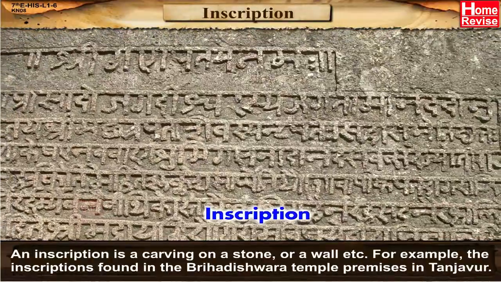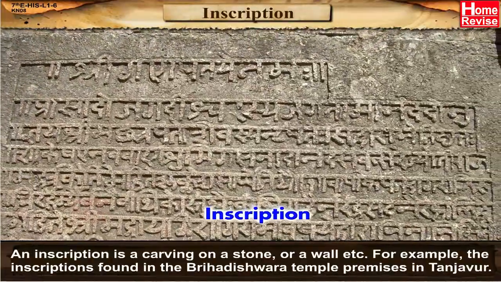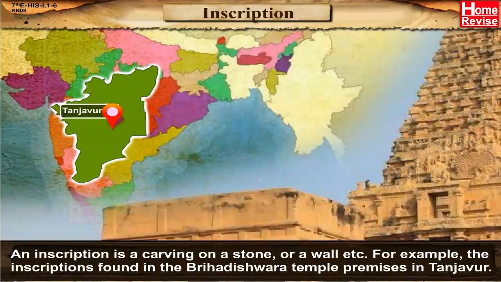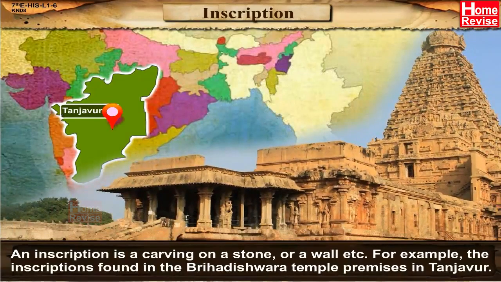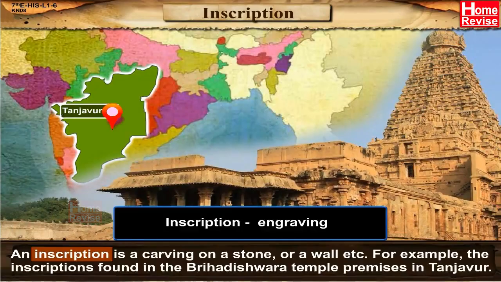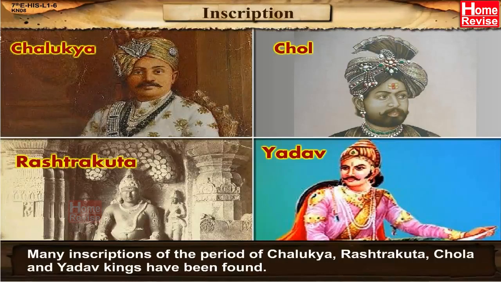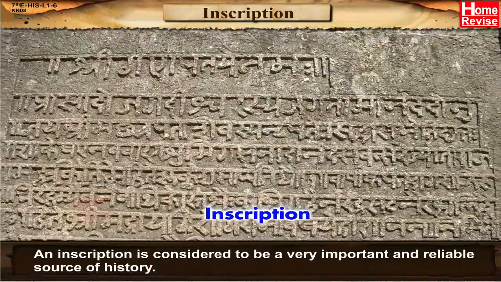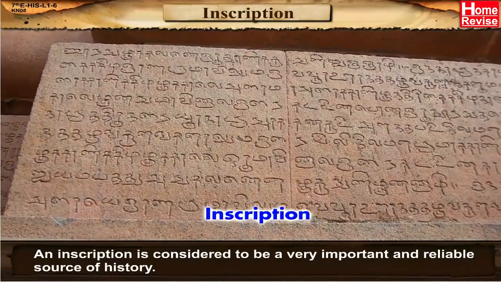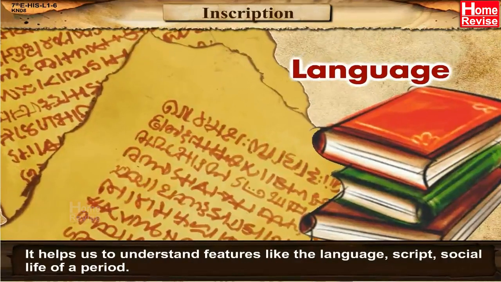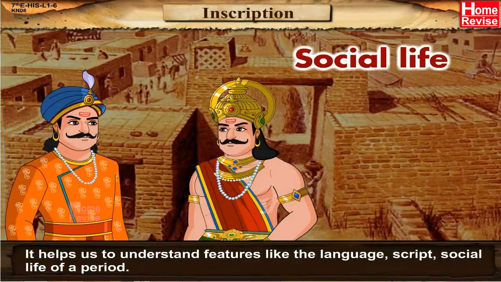An inscription is a carving on a stone or a wall, etc. For example, the inscriptions found in the Brihadeshwar temple premises in Tanjavur. Inscription means engraving. Many inscriptions of the period of Chalukya, Rashtrakuta, Chola, and Yadav kings have been found. An inscription is considered to be a very important and reliable source of history. It helps us to understand features like the language, script, social life of a period.